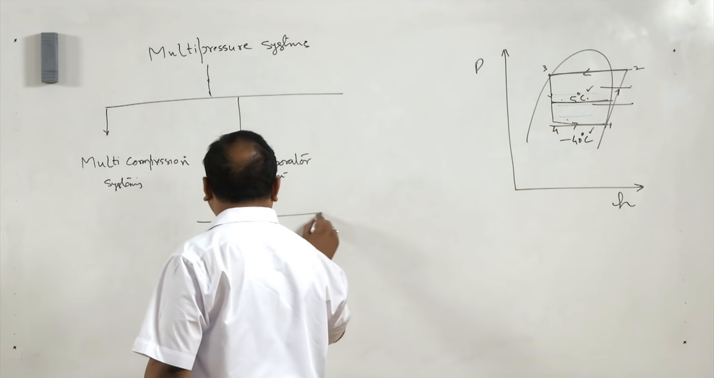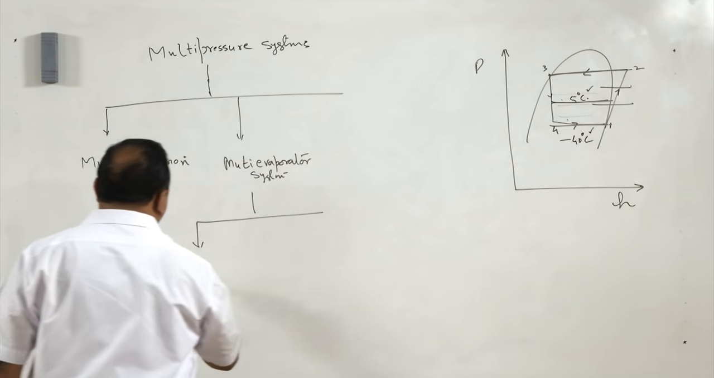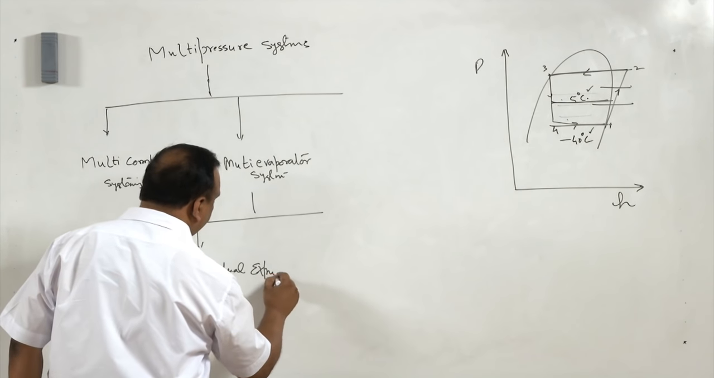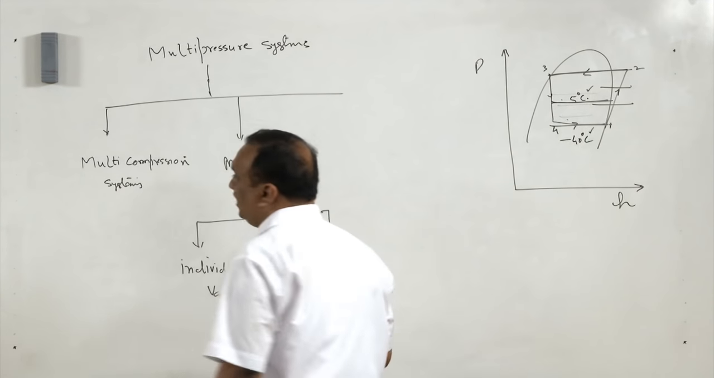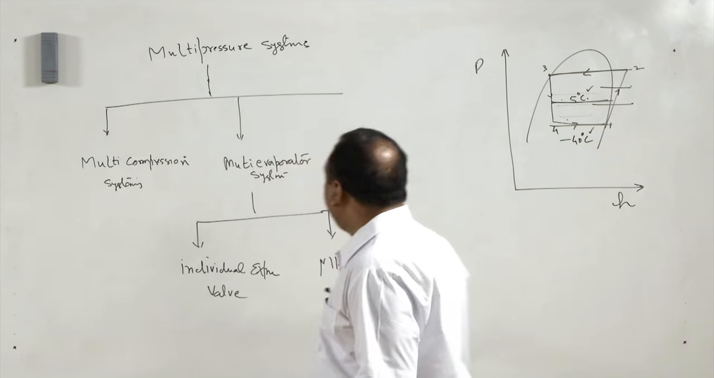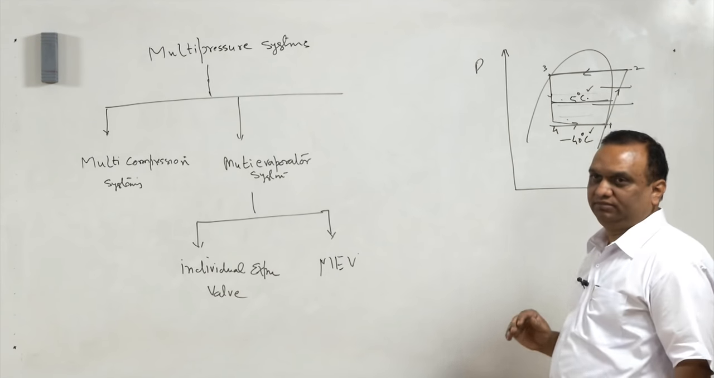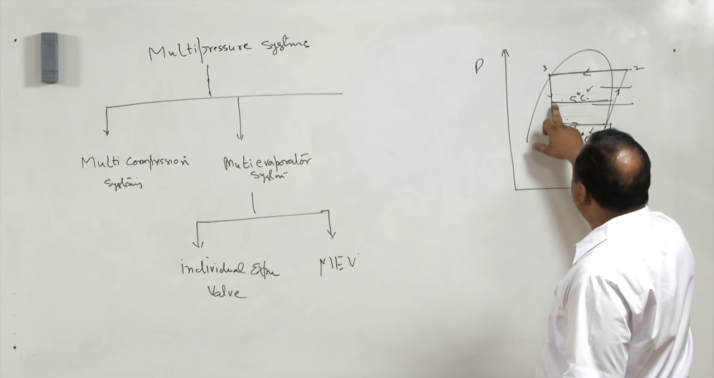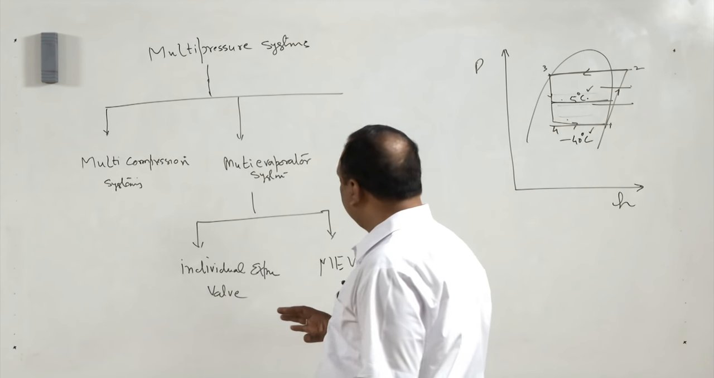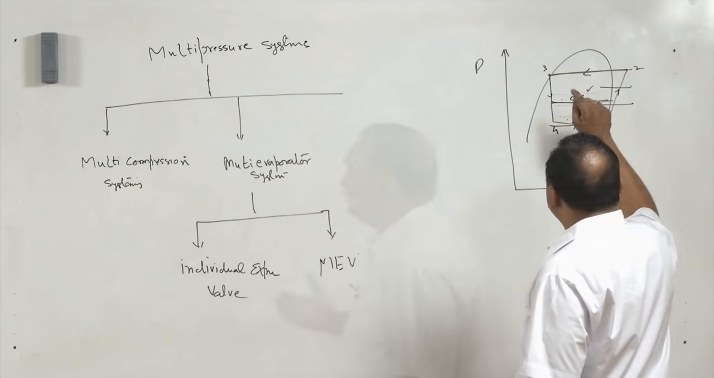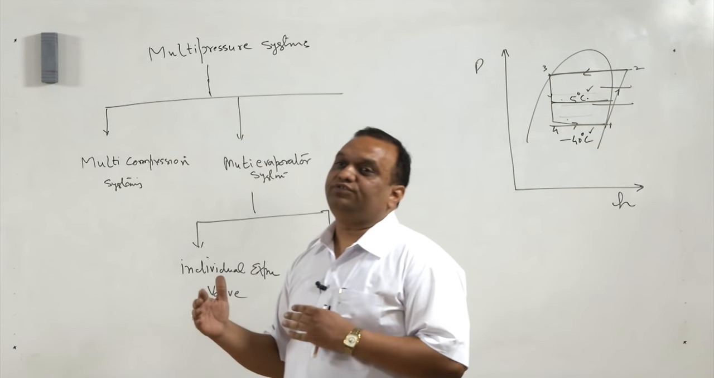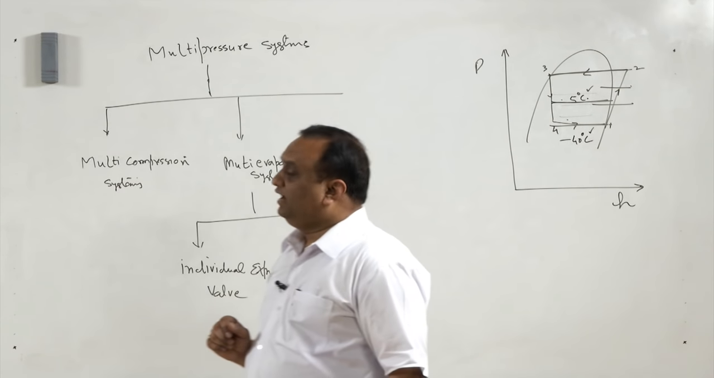The multi-evaporator system is further classified as an individual expansion valve system and a multiple expansion valve system. Individual expansion valve means every evaporator has its own expansion valve. So, the refrigerant at state 3 is expanding in evaporator 1 and evaporator 2, and both evaporators have their own expansion valve. In the multiple expansion valve system, the refrigerant entering any evaporator, let us say evaporator 1 or evaporator 2, is expanded in two stages. That is why it is known as a multi-expansion arrangement.